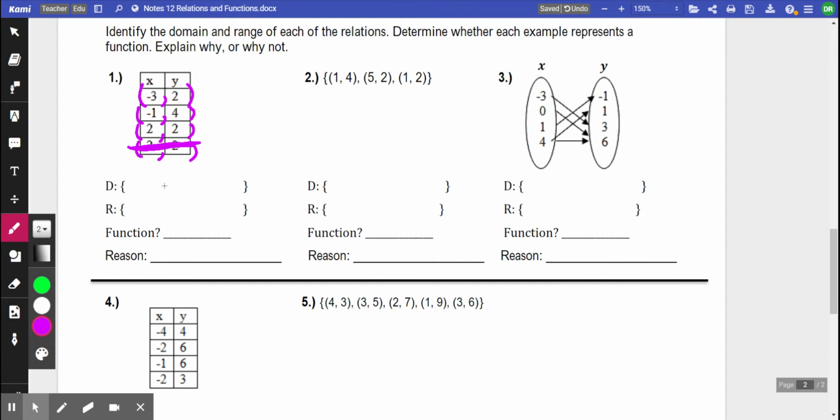It's already on there. All right, so the domain are the x values. So in your x column, it's nice and easy. You're just going to list these out.